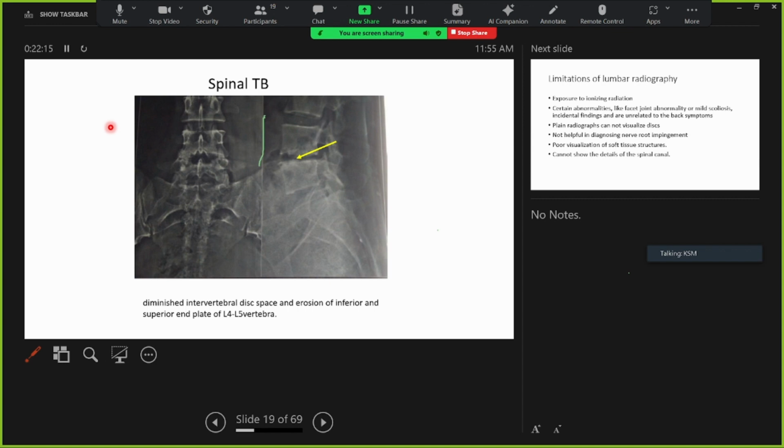So this is a patient who was admitted with backache, high ESR, and fever. The X-ray appearance was like that. At the L4, L5 level, there is an irregular end plate with narrow disc space and sclerosis. And further imaging and other investigations confirmed it was spinal TB.